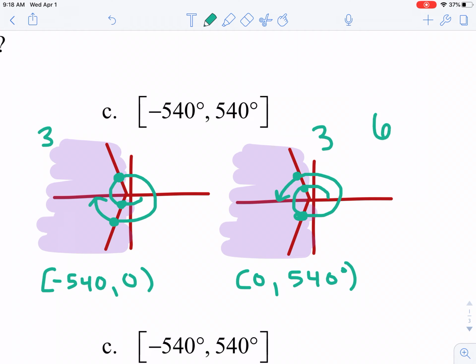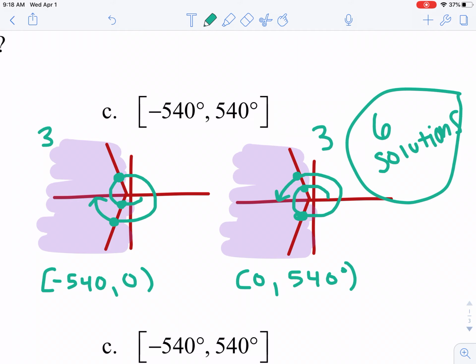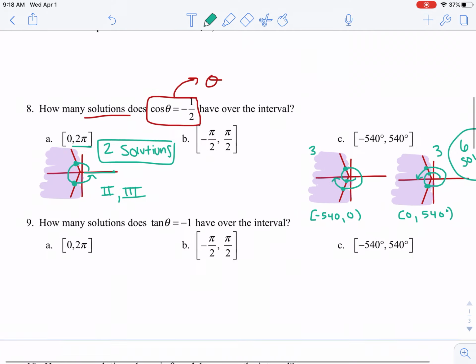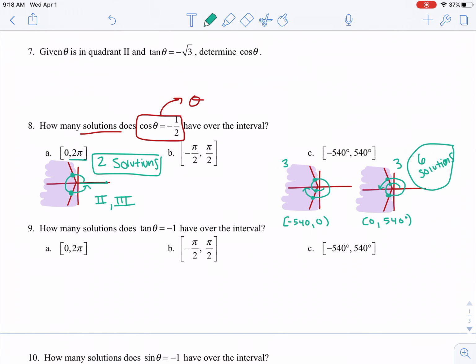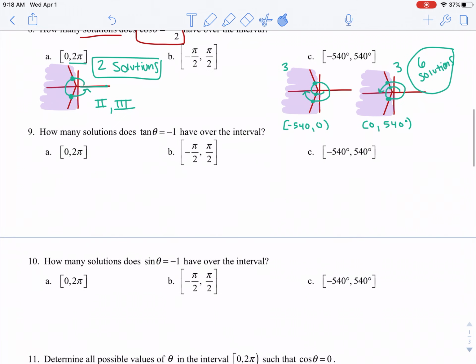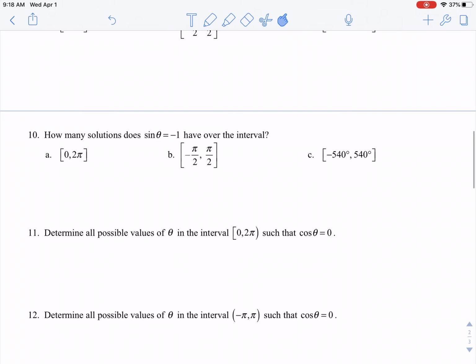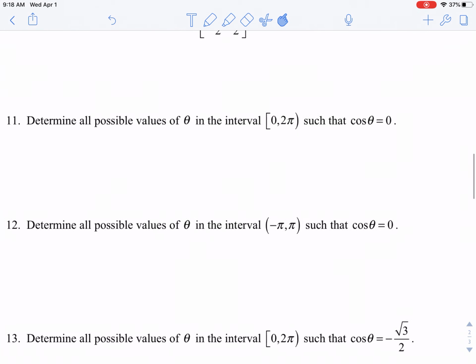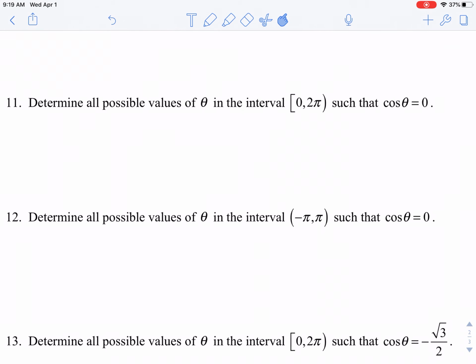So total, I have 6 solutions, 6 angles in that interval that would make a cosine value of negative 1/2. So go ahead and try 8, 9, and 10. And I'm going to go ahead and give you an example for question 11.